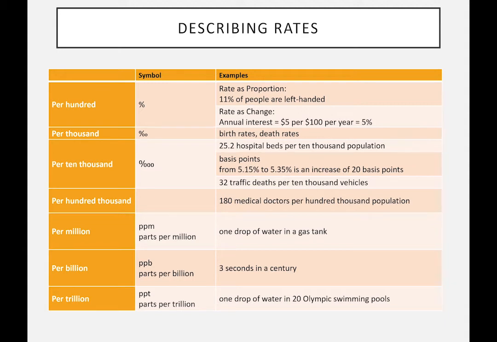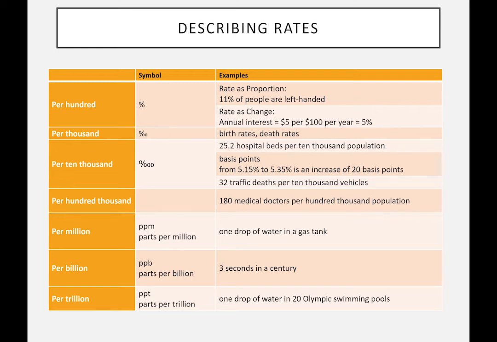This is roughly true around the world, men and women, and different nationalities: about 11% of the population is left-handed, which means 89% are right-handed. Of course, there are people that are ambidextrous that can write with both hands. And then rate as change, typically it's annual interest, which, for example, 5% means $5 per $100 per year, if we're talking the annual interest rate.